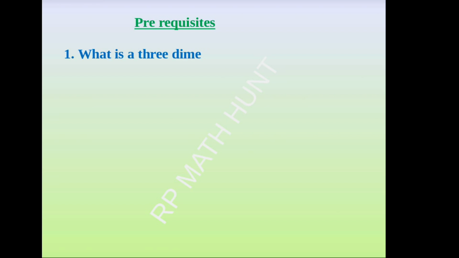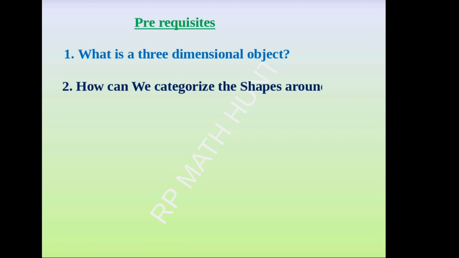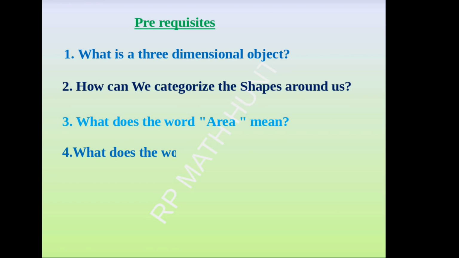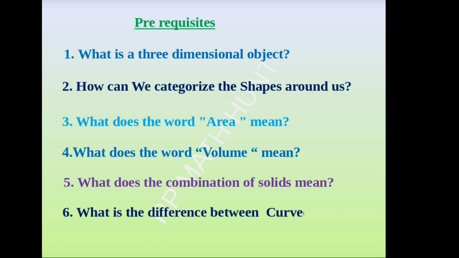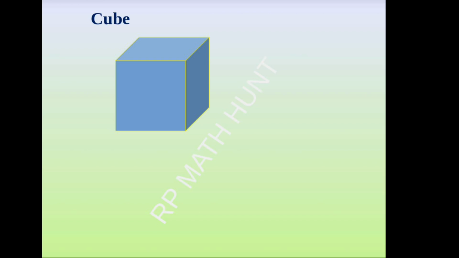Prerequisites. What is a three-dimensional object? How can we categorize the shapes around us? What does the word area mean? What does the word volume mean? What does the combination of solids mean? What is the difference between curved surface area and lateral surface area? Cube.